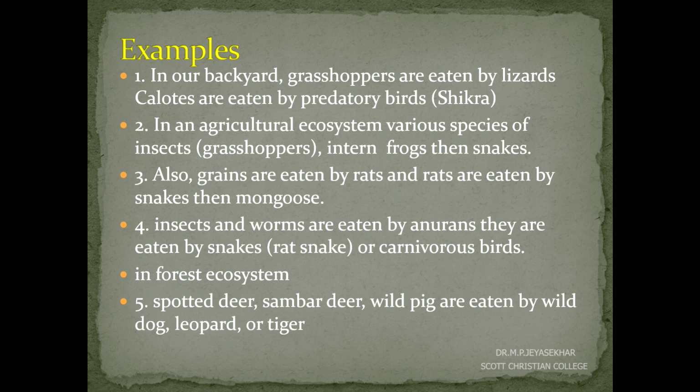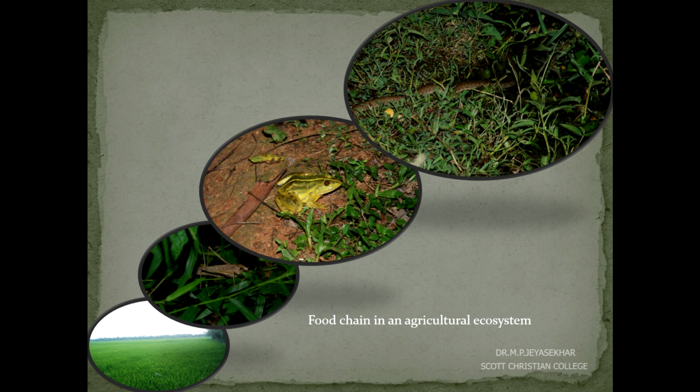We know some simple examples. Grasshoppers are eaten by lizards, and insects are eaten by frogs. Frogs are eaten by snakes, and grains are eaten by rats. Rats are eaten by snakes. Insects and worms are eaten by animals, and these are eaten by snakes, etc. And this picture explains the food chain in the agricultural ecosystem.